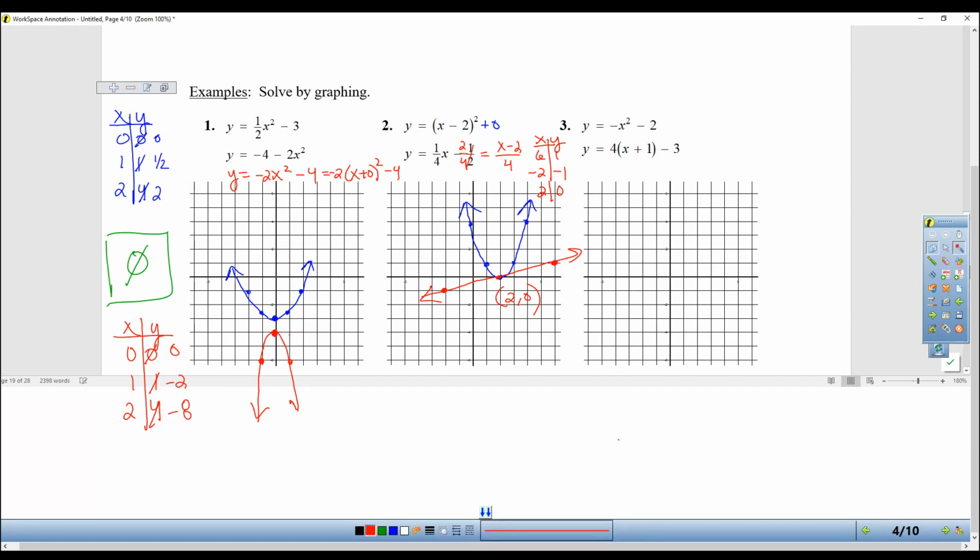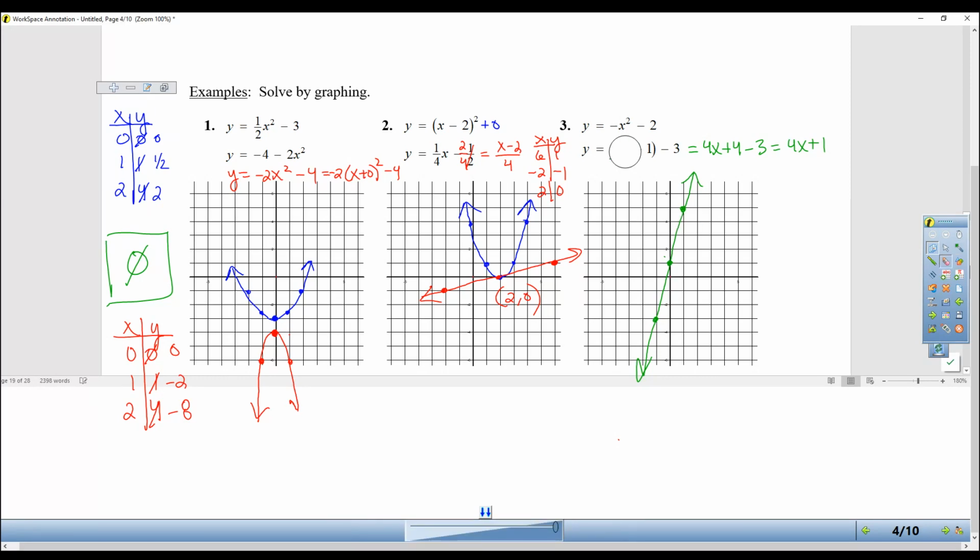And the last one. So this one is, can you tell that it's a line? Because it's x to the first power. It's a line that has been, instead of starting at 0, 0, I can go to the left 1 and down 3. And then it has a slope of 4. So up 4 over 1, up 4 over 1. Now, if you're not used to doing a line that way, you can multiply it out. 4x plus 4 minus 3, 4x plus 1. You could have started at 1 and gone up 4 and over 1.